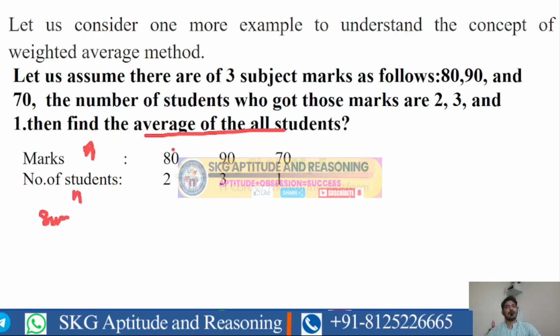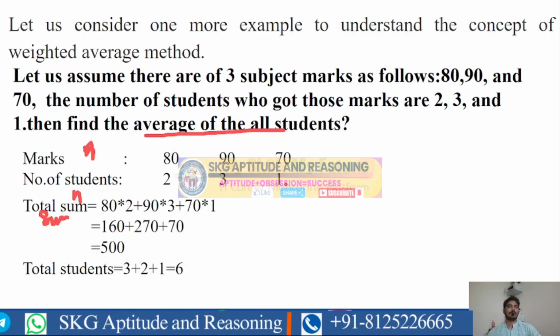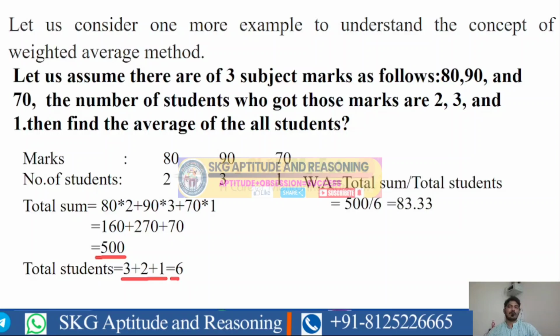What is the sum here? 80 into 2 plus 90 into 3 plus 70 into 1. The total sum comes to 500, and the total number of students is 3 plus 2 plus 1, which equals 6. Substituting the values, 500 divided by 6 gives 83.3. So the combined average of all these 6 students in the class was 83.33.